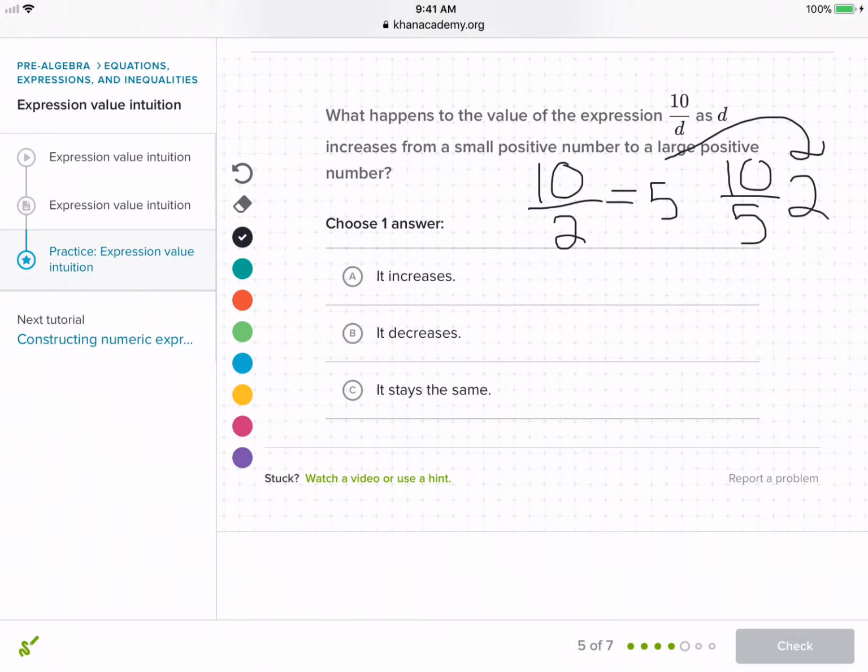So what happened to my number now? Did it increase or did it decrease? We should have said that it decreased. It got smaller.